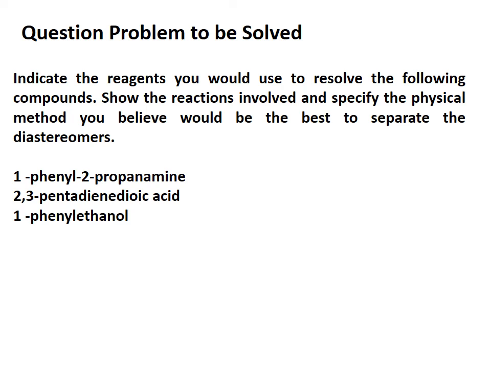Then I have given you a problem, you have to solve it. Indicate the reagents you would use to resolve the following compounds. Show the reactions involved and specify the physical method you believe would be best to separate the diastereomers. That is 1-phenyl-2-propanamine, 2,3-pentadienedioic acid, 1-phenylethanol. These are the 3 compounds for which you have to write the reactions and the reagents which can be used to resolve these compounds. This is the type of question you have to solve at home.